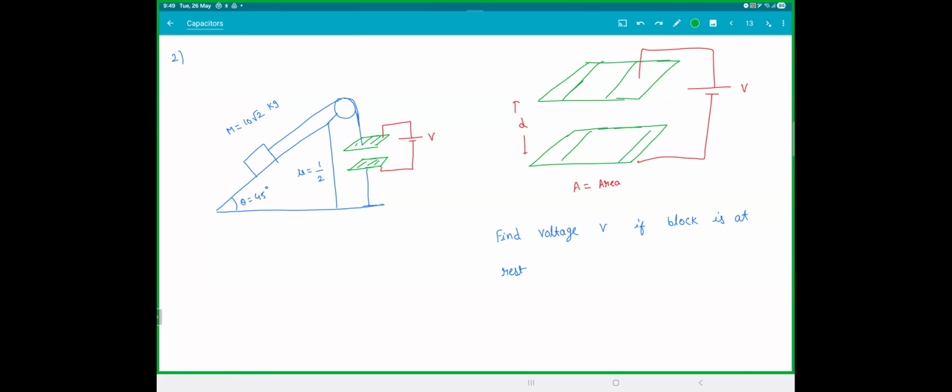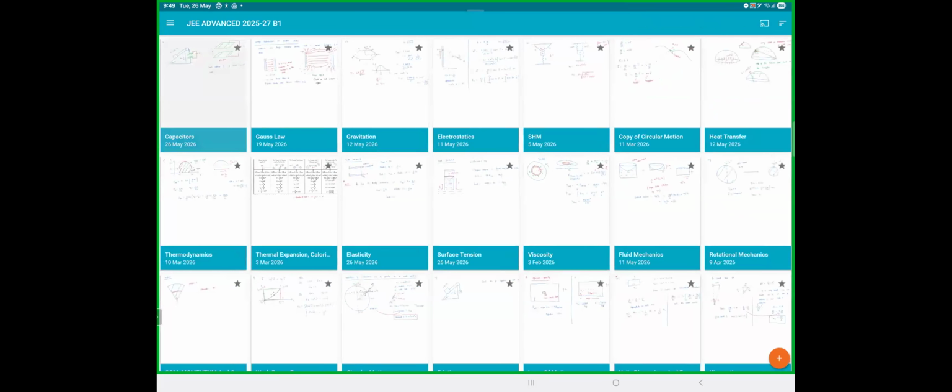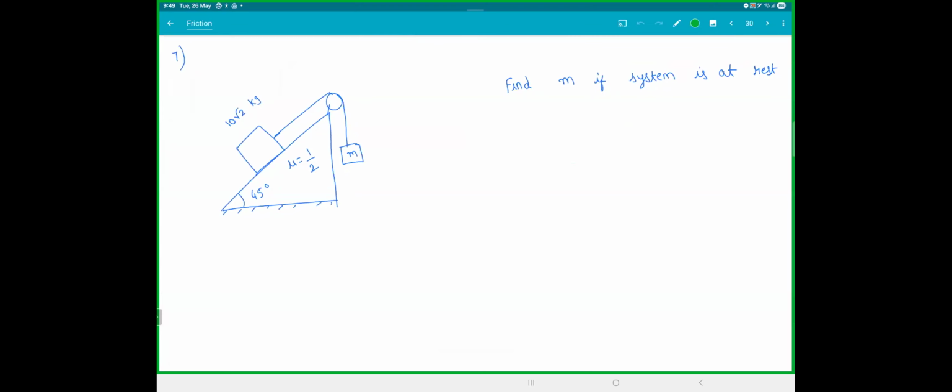And you're thinking like, oh, this is something new and all. This is not new. You have seen this question two times till now. The first time you saw this thing was in friction. This problem, yaad hai? There's a block of 10 root 2 kg. There's a small m. Find m if the system is at rest.